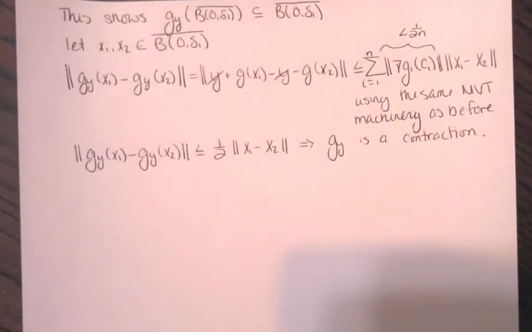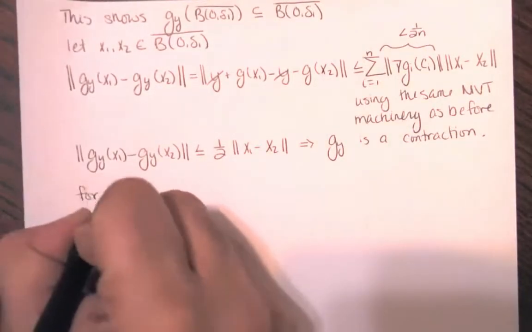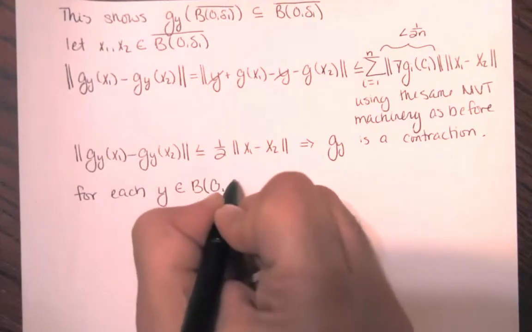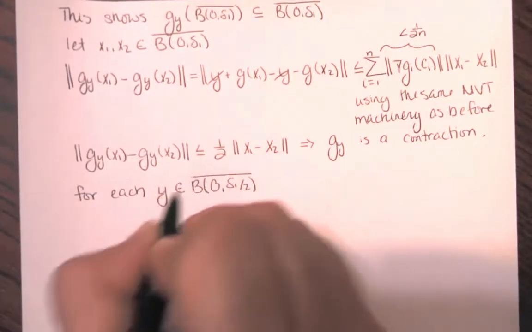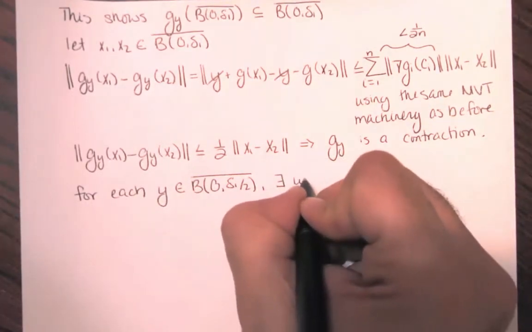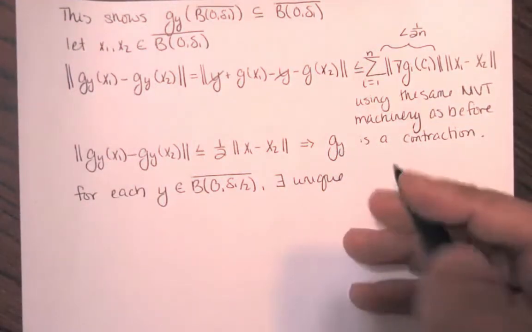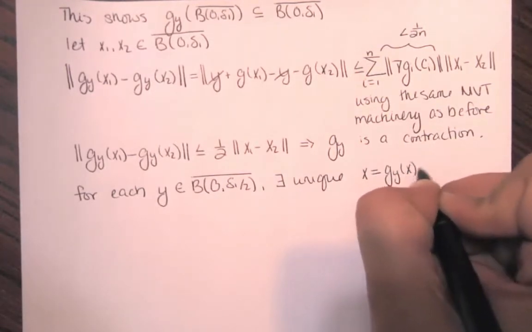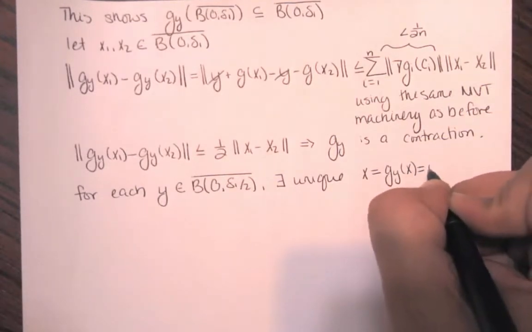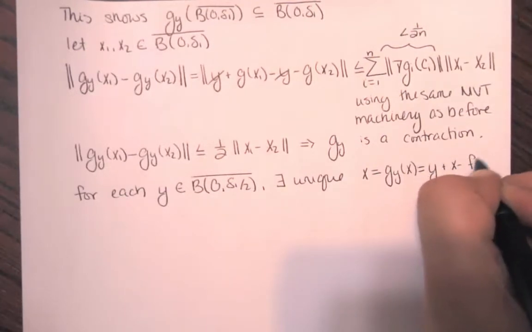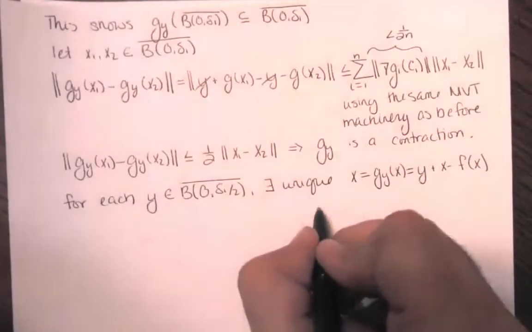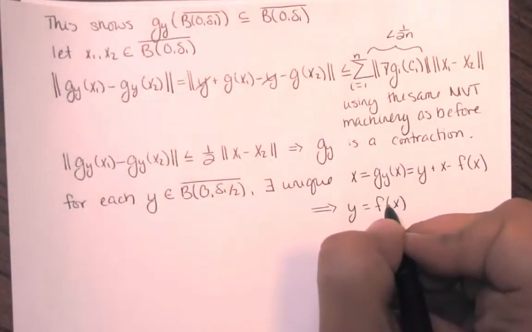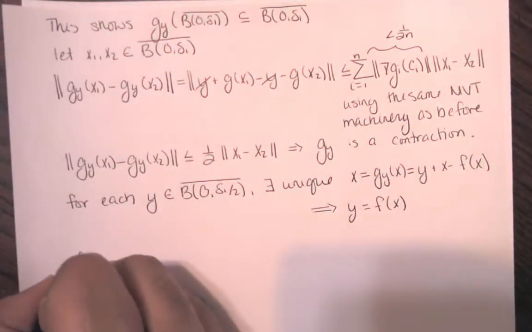So if g_y is a contraction, we get our result because for each y in the closed ball of radius delta 1 over 2, there exists a unique fixed point of g_y. In other words, a unique x that's equal to g_y of x, which equals y plus x minus f of x. Implying y equals f of x. Therefore, an inverse exists.